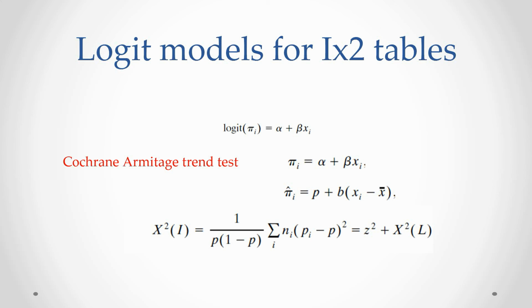The statistic z square with df equal to 1 can be used to test the hypothesis H naught: beta equal to 0, that is, the test for the linear trend in the proportion. This test of independence using this statistic is called the Cochrane-Armitage trend test.